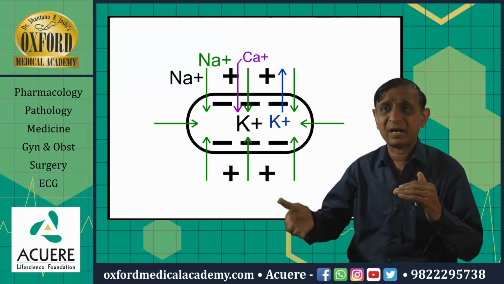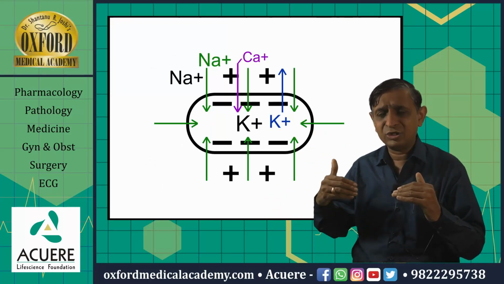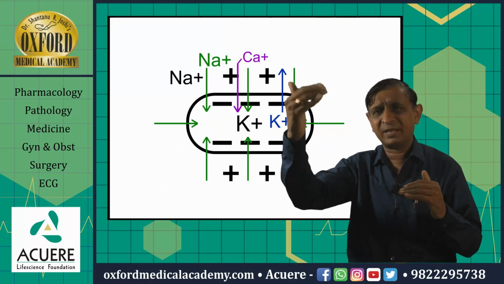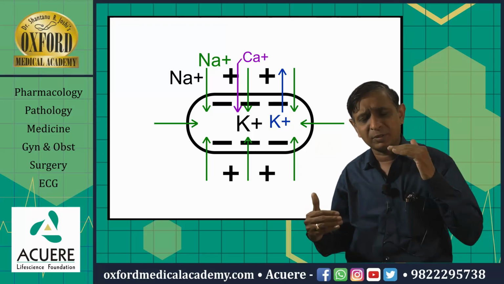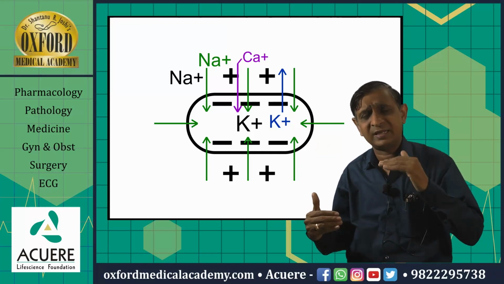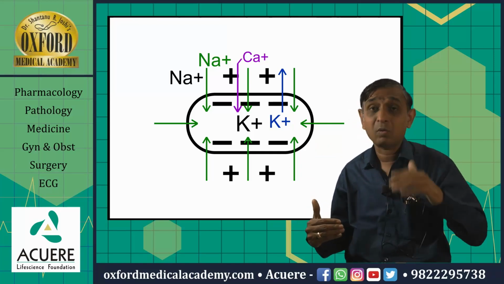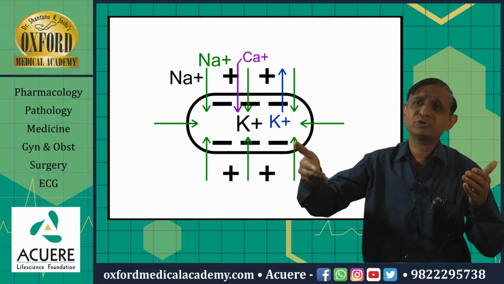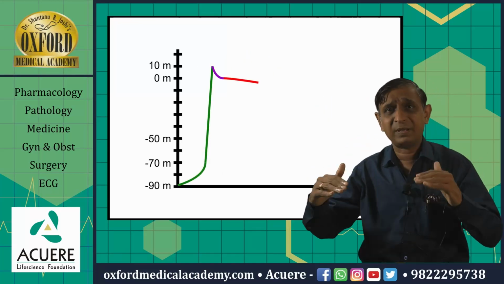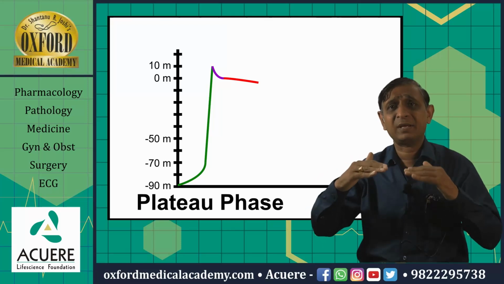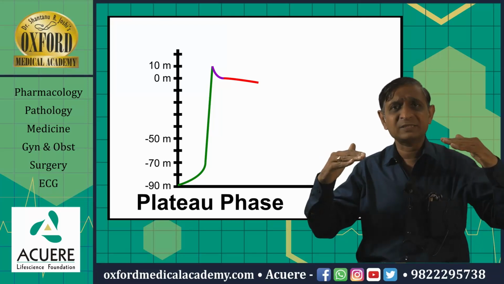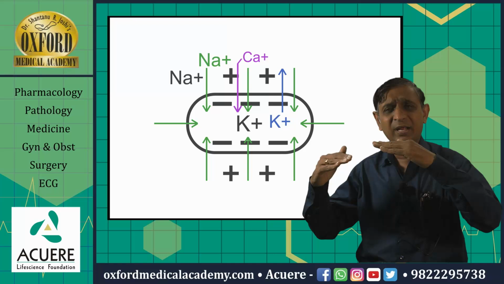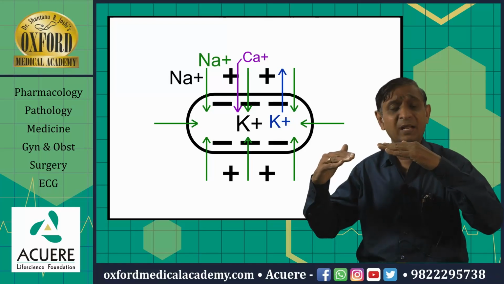At the time when it comes to 0, some calcium ions start coming inside. Calcium ion from outside coming inside is a positive ion. Some potassium which is rich inside the cell is going out. Now one positive ion, potassium, is going out, and one positive calcium ion is coming in. For some period, electrically the cell becomes neutral. That is, a plateau phase will develop. Some potassium is going out and calcium is coming in. They are balancing each other.